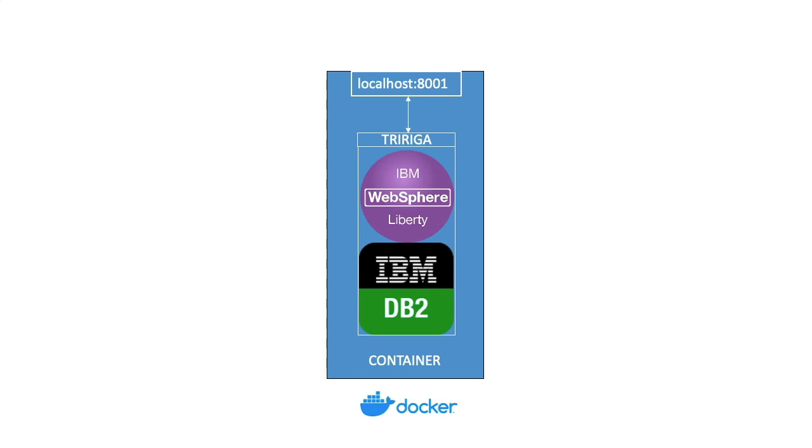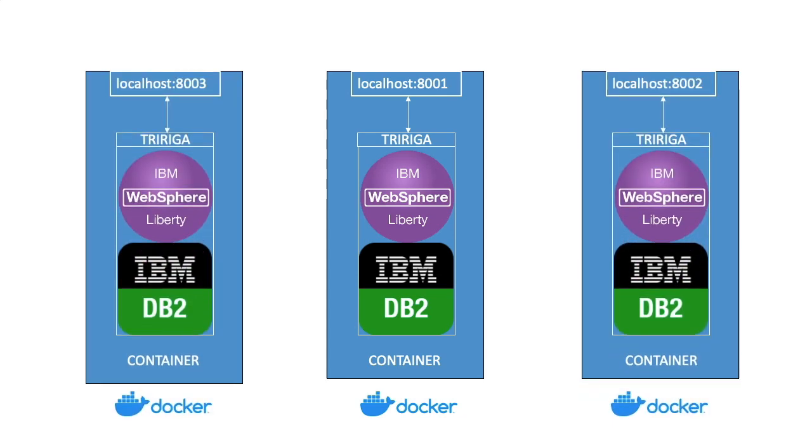However, we have a limitation. This setup cannot be scaled up. If we create more containers with the similar setup, it will result in different TRIRIGA instances. It can be useful only if we want to create separate instances for our dev, test and UAT environments, but not if we want to scale up the TRIRIGA application pointing to the same database based on the load.